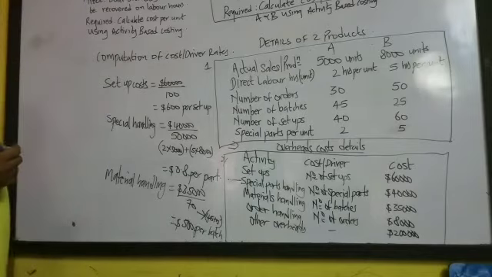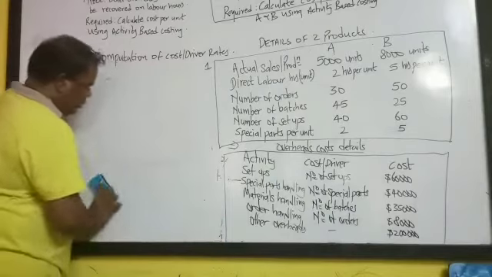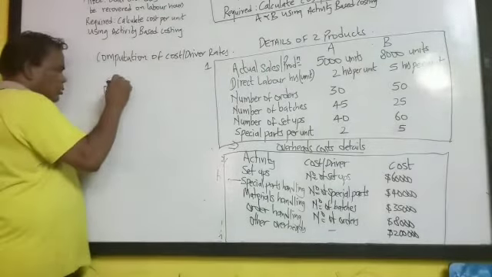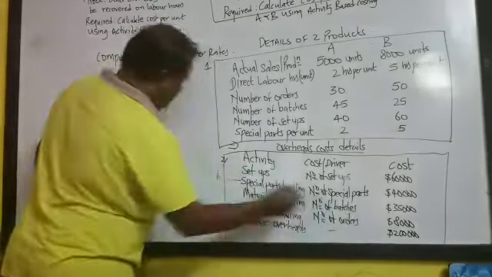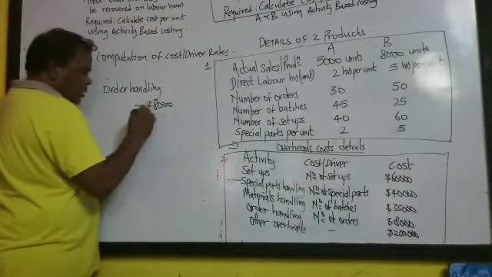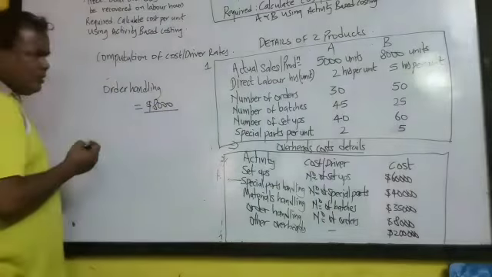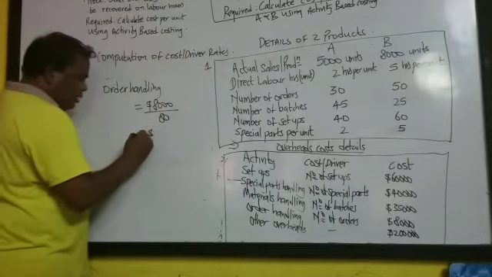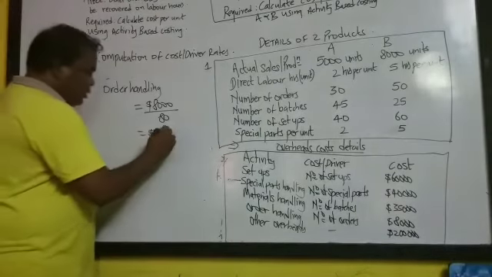And then we have order handling costs. Let's see order handling costs now. What is the overhead for order handling costs? 8,000. And then it will be based on the number of orders. Number of orders you have 30 and 50. 30 plus 50 will give us 80. We divide, and this will give us 100 per order.